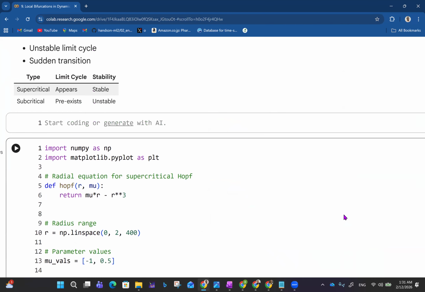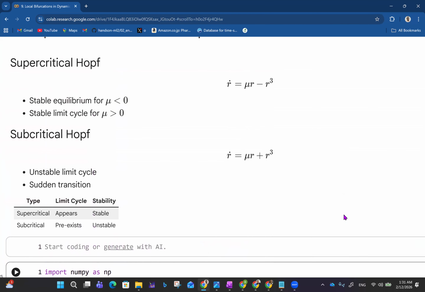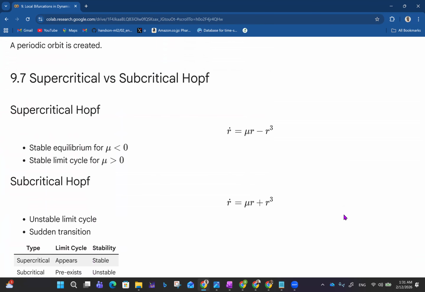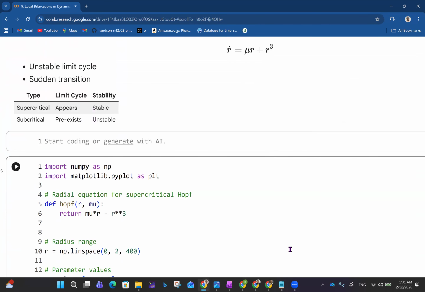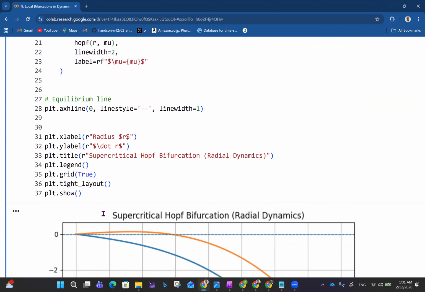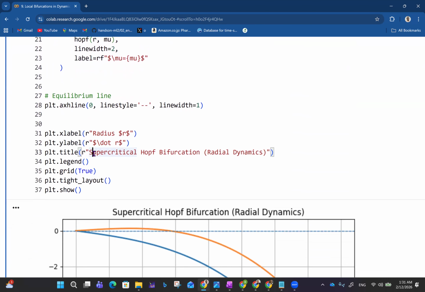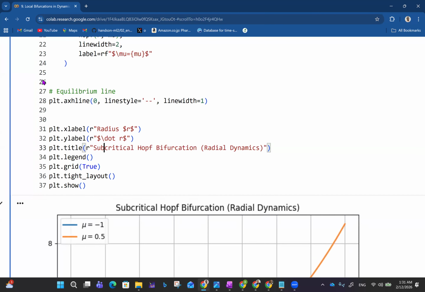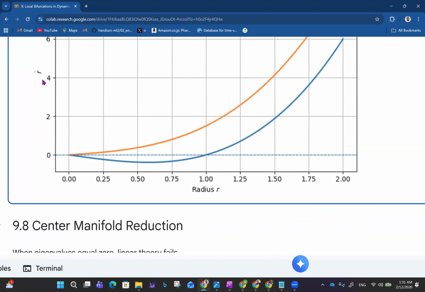So look at this now. You have mu r minus r cube. That is supercritical. So if I want to make it subcritical, I just change this sign, okay? So it will now be subcritical. So it's now subcritical Hopf bifurcation. So I run this now and see what that looks like.